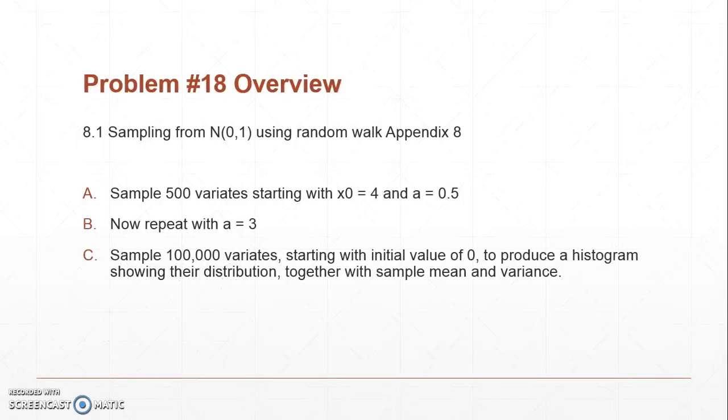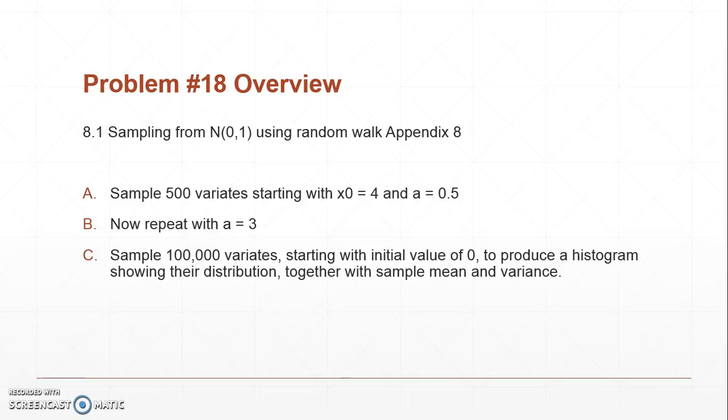So basically for this problem, we were given a code in Appendix 8 of a random walk. The book that we're using uses Maple, and so our job is just to take that code from the book and put it into MATLAB. And so we're sampling from a distribution with a mean of 0 and a standard deviation of 1.